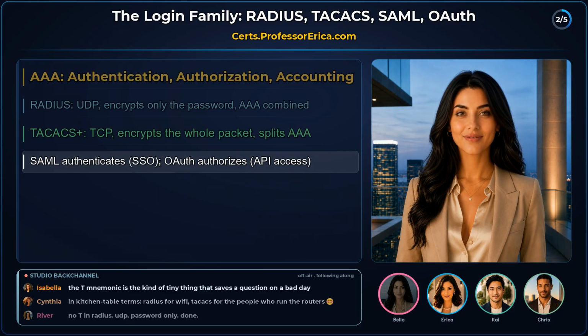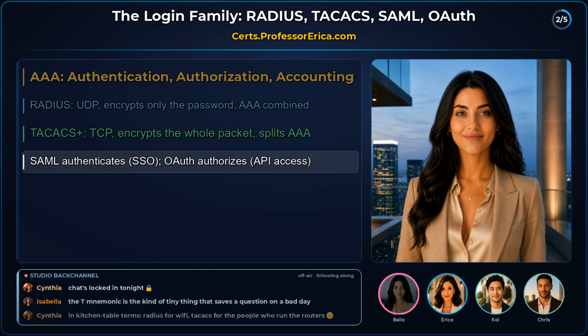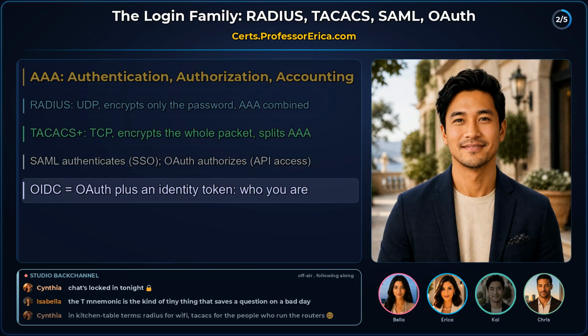That is single sign-on. OAuth is the valet key. It lets one app reach into another on your behalf without ever handing over your password, like letting a photo printer grab your photos. And OIDC is OAuth with an ID card stapled on, so the app also learns who you actually are. OIDC is the giveaway when a question needs both at once.